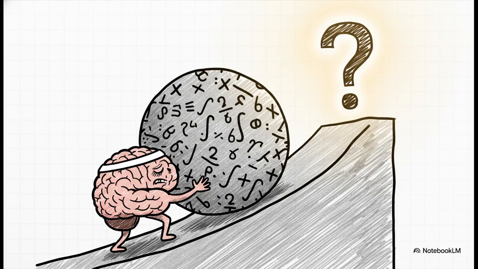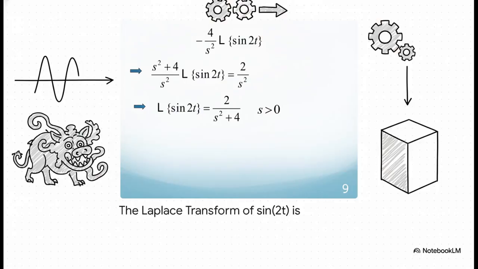You've got to be wondering, is all this really worth it? What could the answer possibly be that justifies all this work? And this is the payoff. After all that effort, the transform of sine of 2t is just 2 divided by s squared plus 4. We took this wavy, oscillating function, and we turned it into a clean, simple algebraic fraction. We tamed it.